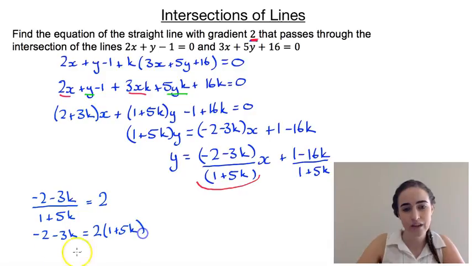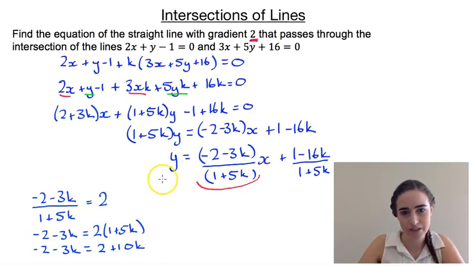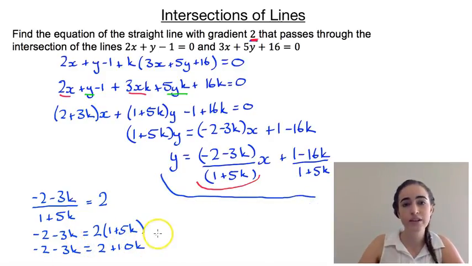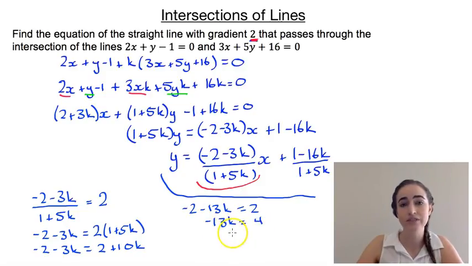If we expand that out, we're going to have 2 plus 10k. And then I'm running out of room here, so I'm just going to move up into this bit. Then if we pull all our k's over to one side of the equal sign, I'm going to subtract 10 from both sides. So I have minus 2 minus 13k equals 2. Then add 2, so we're going to have minus 13k equals 4. And then we're going to divide. So we're going to have k equals minus 4 over 13.